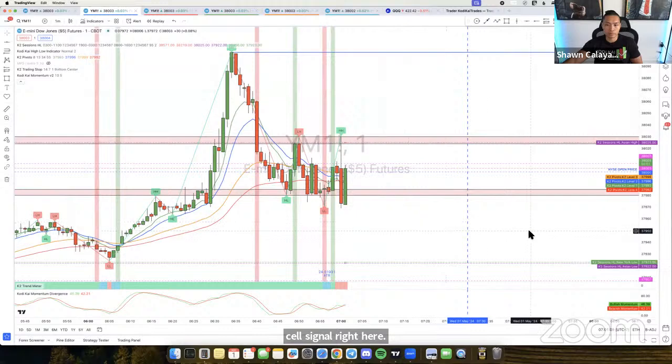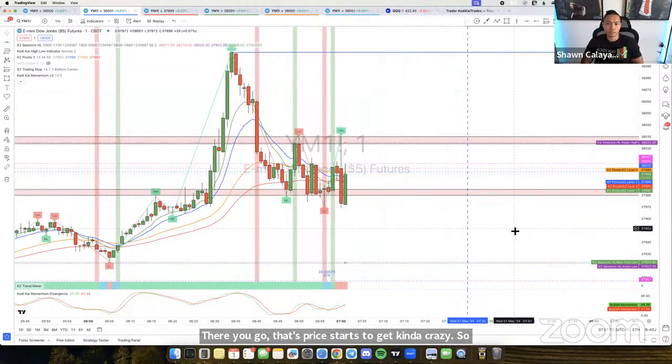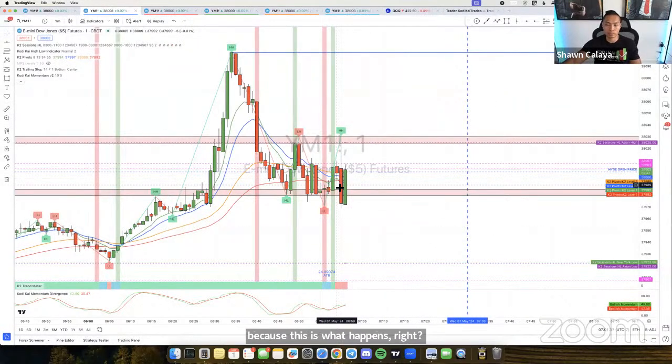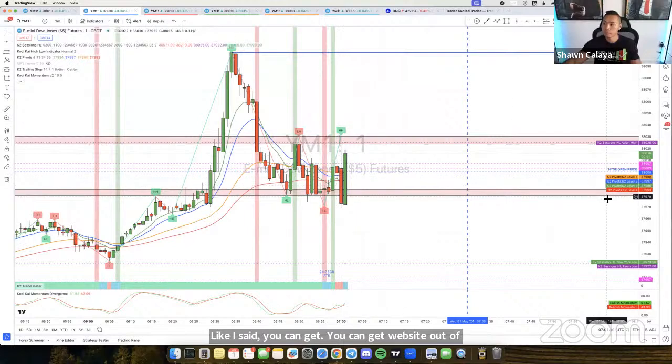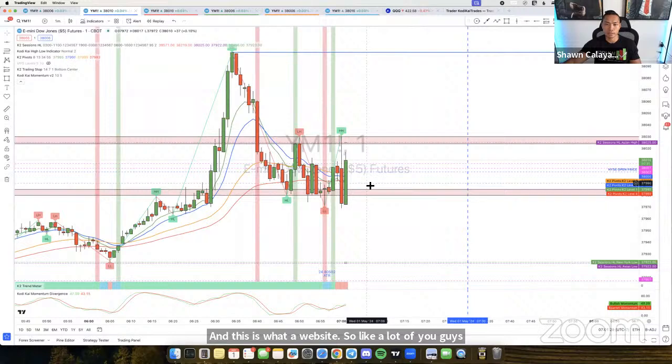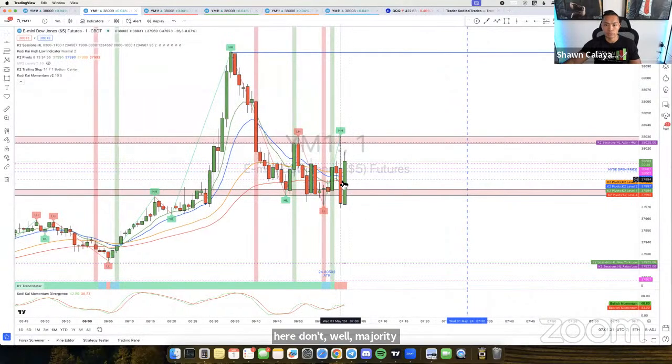There it goes. Price starts to get kind of crazy. So this is why we don't trade around news time, guys, because this is what happens, right? Like I said, you can get whipsawed out of your position pretty easily. And this is what a whipsaw is. A lot of you guys, well, the majority of you, know what a whipsaw is, but this is what a whipsaw is.